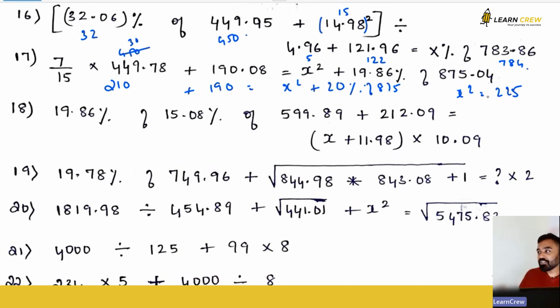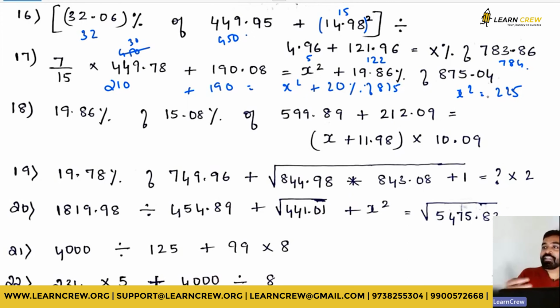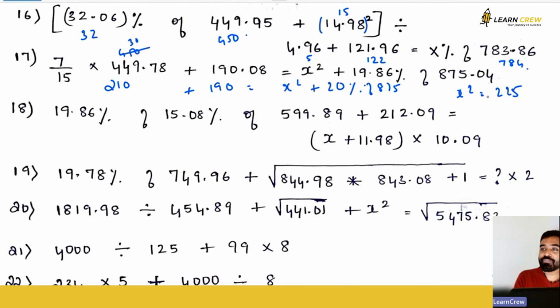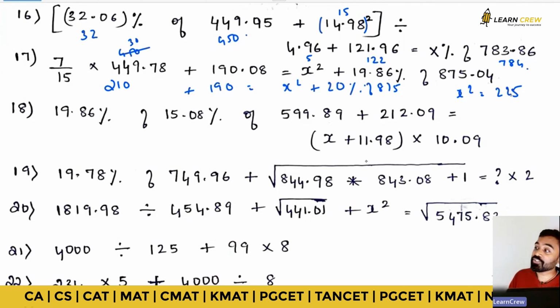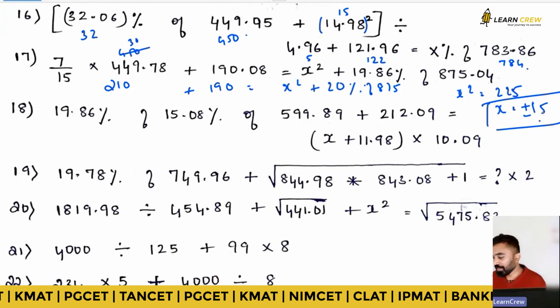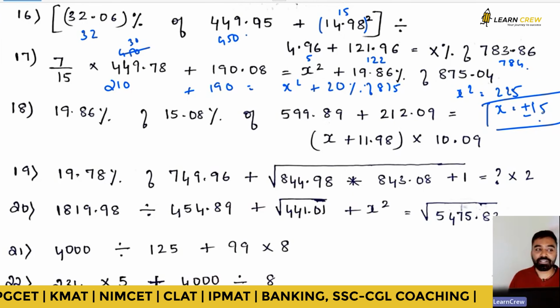Whichever option is given in your answer, if it is given plus 15, mark it plus 15. If it is given minus 15, mark it minus 15. But you should remember, whenever you get x square, it is going to be x is equal to plus or minus 15. Approximation. Solve 18. Those who completed 17, solve 18.